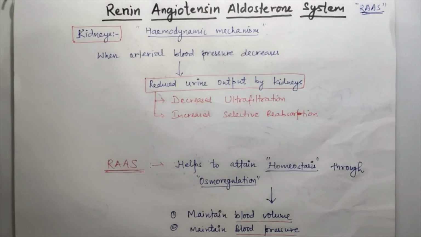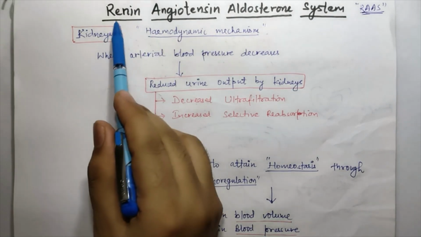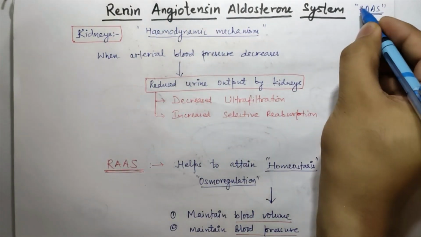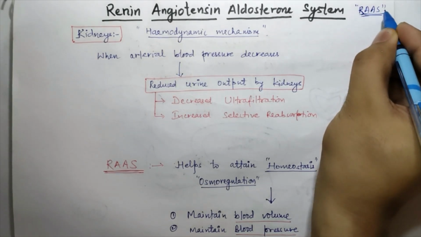As we have already discussed the excretory system and its role in osmoregulation and urine formation, today we will discuss the renin angiotensin aldosterone system, that is also called RAS or RAAS.